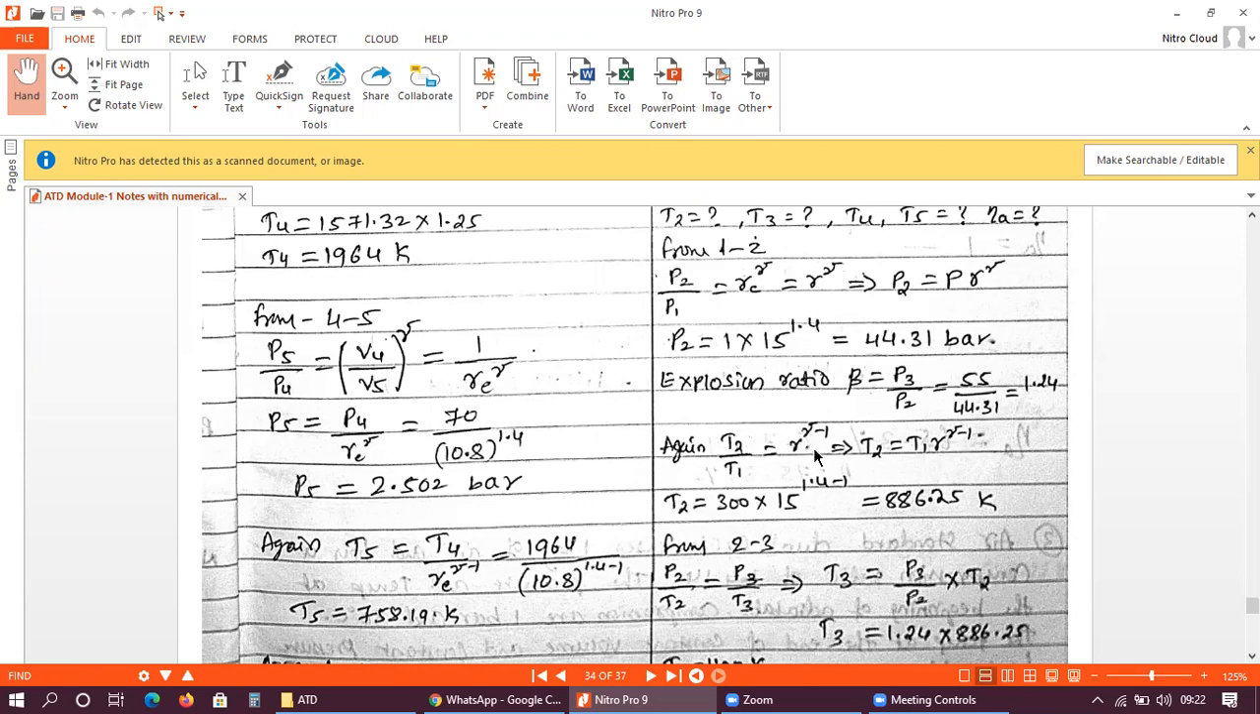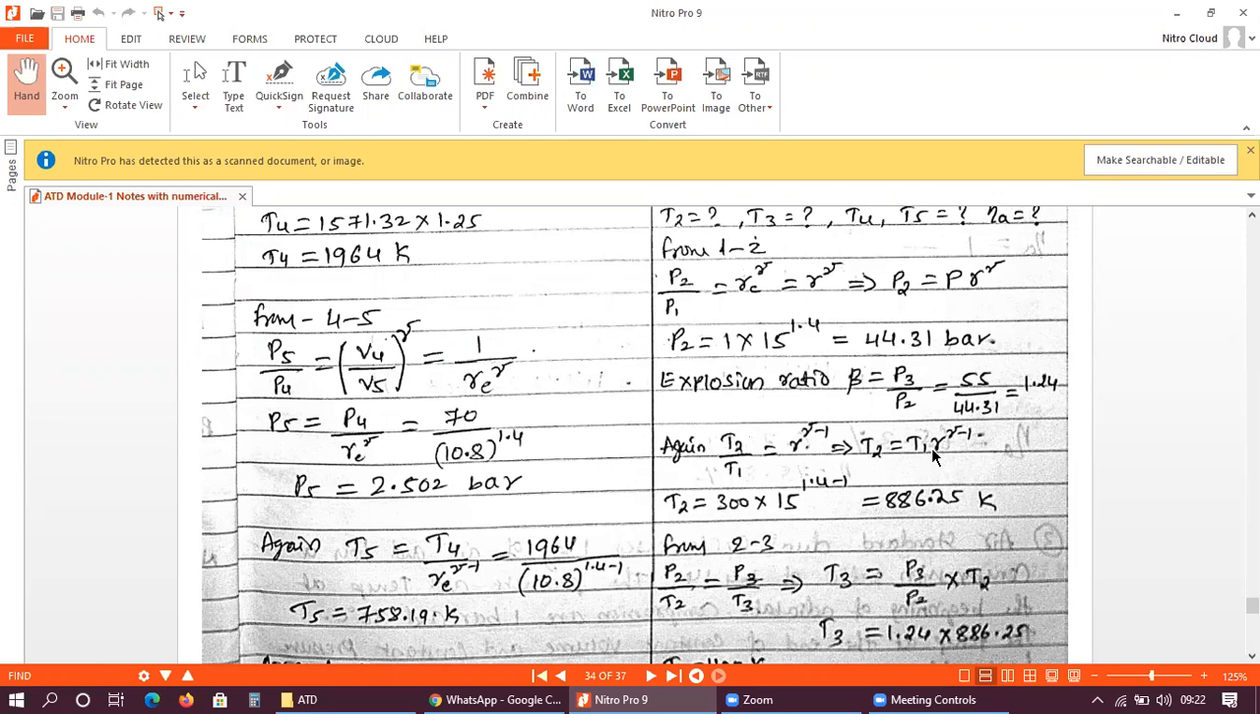Just substitute the values here. We know all the values. We know the T1 value, we know the compression ratio r value, and we also know the gamma value. Gamma is 1.4. It is constant. It is the specific heat ratio, right? Gamma is equal to Cp by Cv.